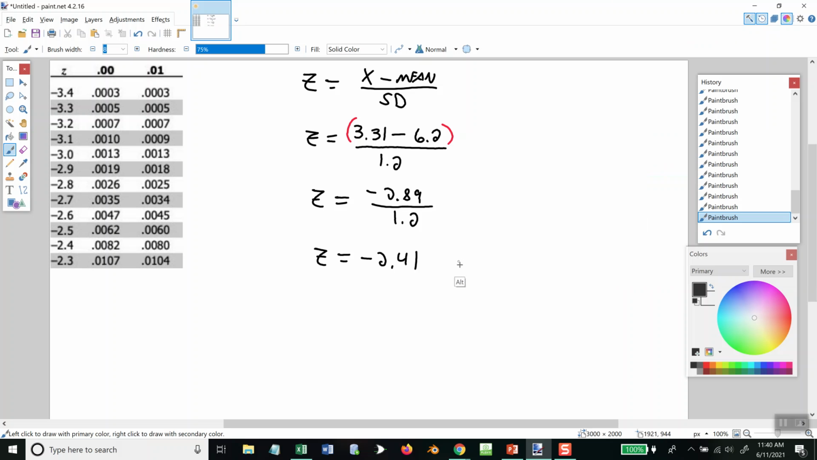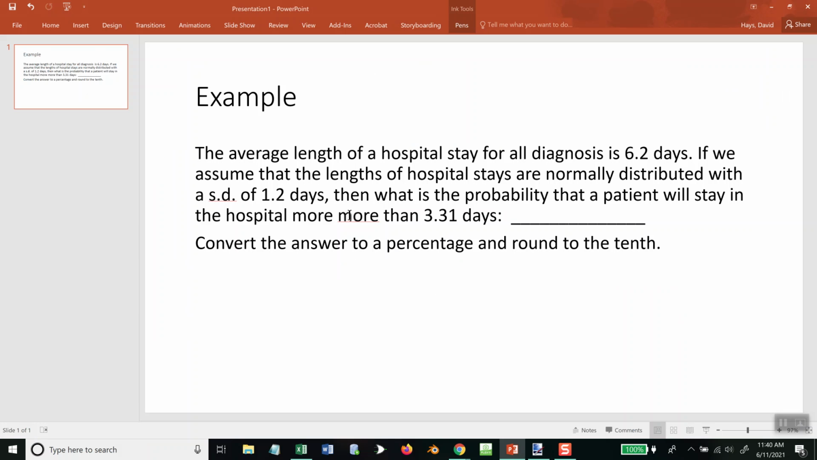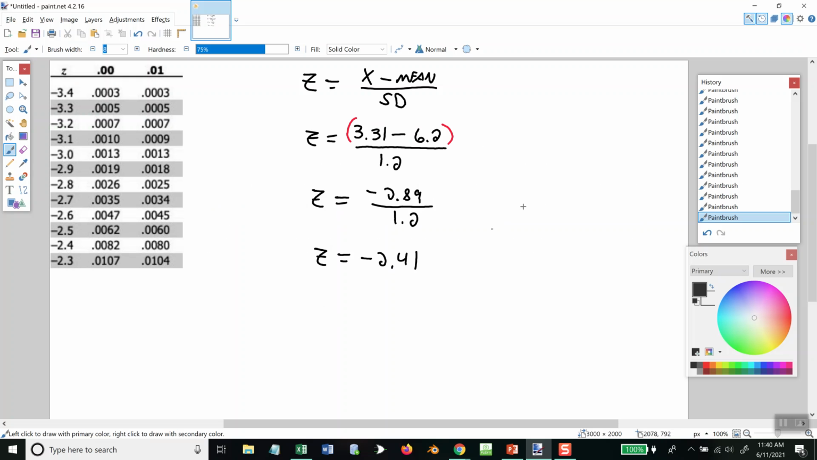Okay, now let's go back to our original problem. And it says more than. So more than implies greater, which would be over here. So that's shaded. Whenever you have it shaded to the right, you immediately want to rewrite it as 1 minus and then shade it to the left. Like that.